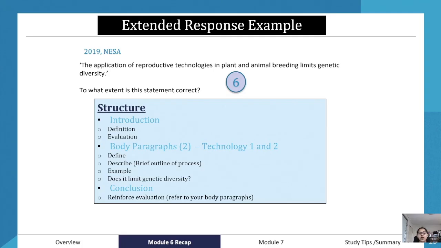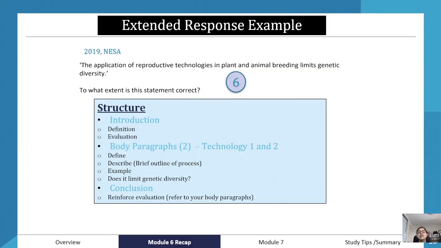If we've got a question like this, I would obviously want to have an introduction that gives me a definition of reproductive technologies and how they are being used in plant and animal breeding, and evaluation, right? So that is the part about how they're being used. Evaluate it for me, and through that answer, to what extent do you think this is true? Then in your body paragraphs, you are giving me examples and arguments to link back to your main contention and prove that, hey, you are right.